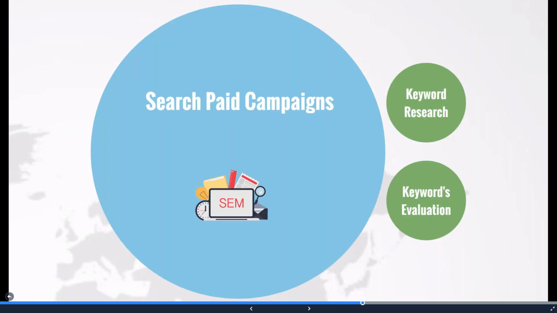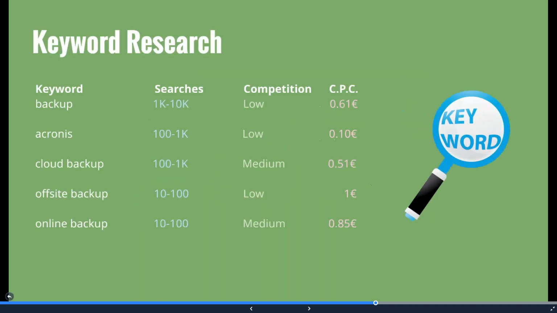Now, let's see the search page campaigns or search engine marketing. We can use Google AdWords and Bing Ads. We start with the keyword research. We can use the Google keyword tool in order to make a research of which keywords the users are searching, what's the competition, and how much we will pay per click. In our example, we see that the keyword backup has 1K to 10K searches in Malta and Greece, with low competition, and it will cost us 0.6 euros in order to take a click.